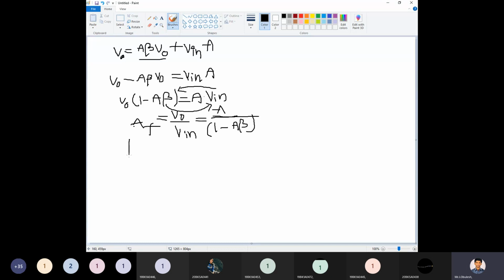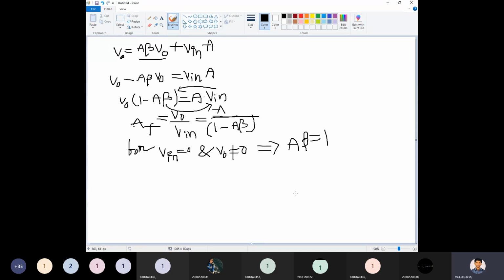See, for V in equal to 0, we discussed it in the starting statement. Then what will happen? V naught is not equal to 0, we will have some value. Why? Because we have a positive feedback connection to the input through the feedback circuit, right? Therefore, A beta is equal to 1.